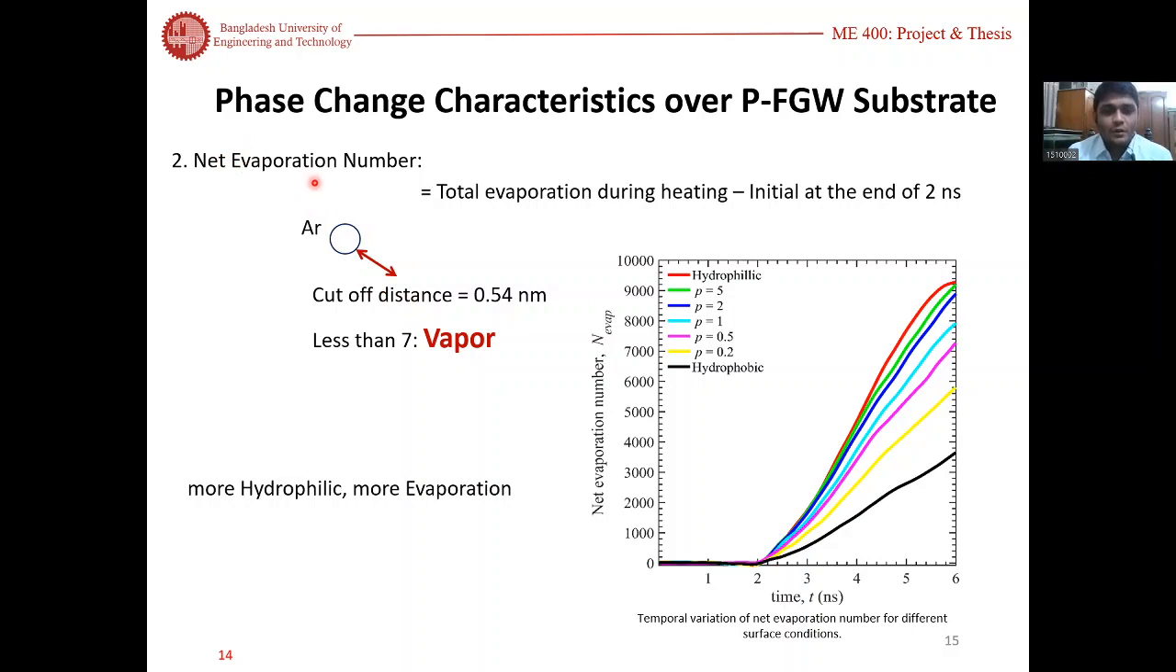And for the evaporation number, we defined a cutoff distance of 0.54 nanometer, in which if we find less than 7 atoms around it, we call it vapor, otherwise it's liquid. And the net evaporation number was found from the difference of the total evaporation number and the initial evaporation number. And as the value of P is high, the net evaporation number gets high.